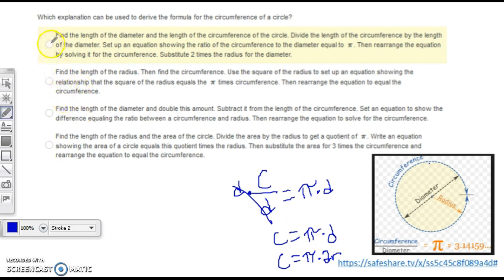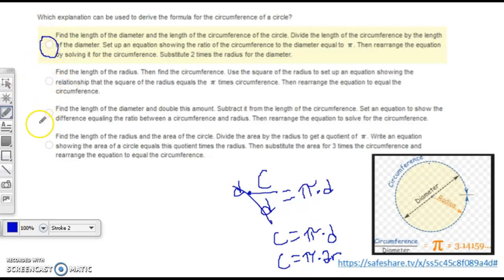Okay, so that's how they're deriving the formula for circumference of a circle. Now let's look at our answer options. Find the length of the diameter and the length of the circumference of the circle. Divide the length of the circumference by the length of the diameter. That's what's happening over here. Set up an equation to show that the ratio of the circumference to the diameter equals pi. That's exactly what we've got here. Then rearrange the equation by solving for the circumference, which is what we did over here. And then you can substitute 2 times the radius for the diameter. So this is actually our answer.